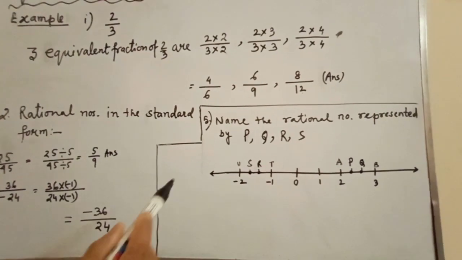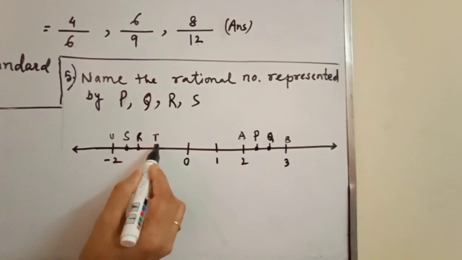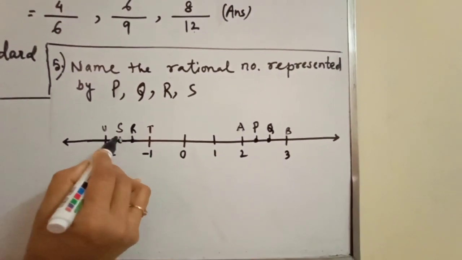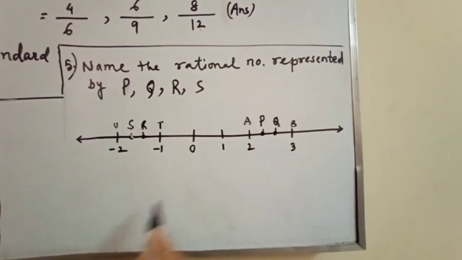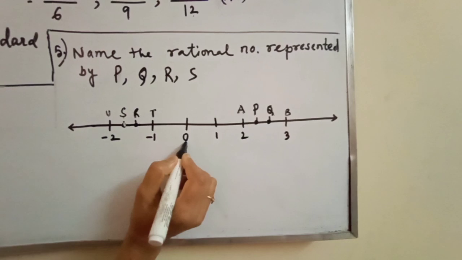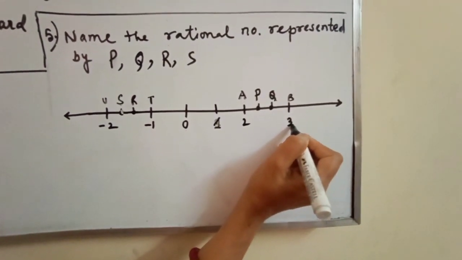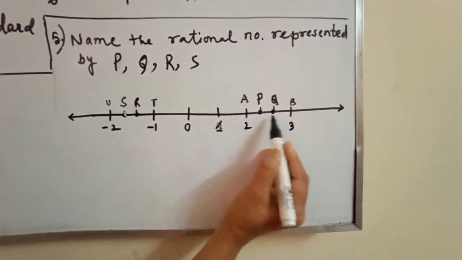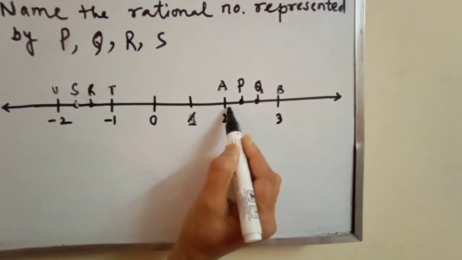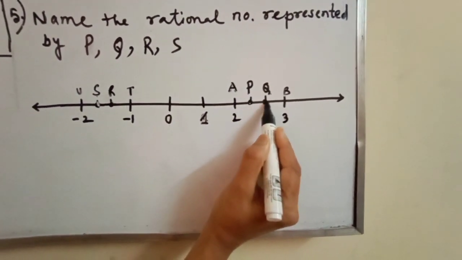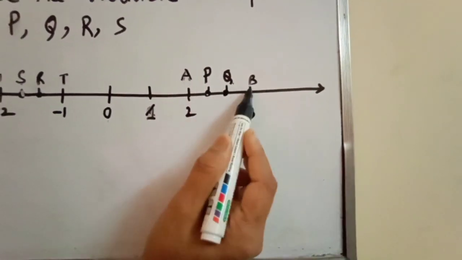Now, how to find the given points? What are the rational numbers representing S, R, P and Q? See the number line carefully. Here it is 0, it is 1 on the positive side, then 2 and 3. Here we can see that between 2 and 3, this part is divided into 3 equal parts. Why 3? Because from here to here there is 1 part, 2 parts and 3 parts.